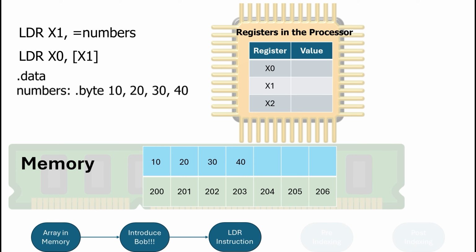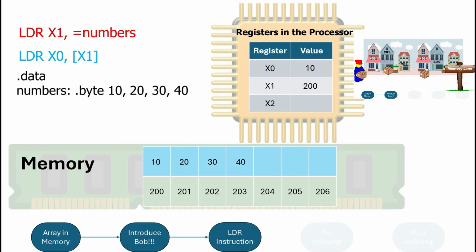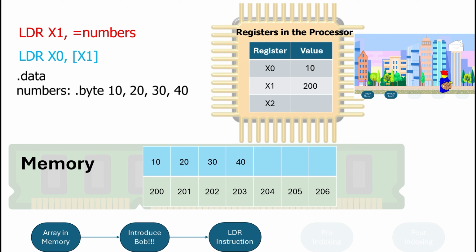Take a look at this program. From the previous slide, we know that an array was created and its base address is 200. When you execute this first line of code, it copies the base address, which is 200, into the register X1. This is just like Bob writing down the address on a piece of paper. X1 now holds the location of the array in memory. Next, when you run the second instruction, it loads the value 10 into the register X0. This is similar to Bob traveling to the house, picking up the package and bringing it back to the office.